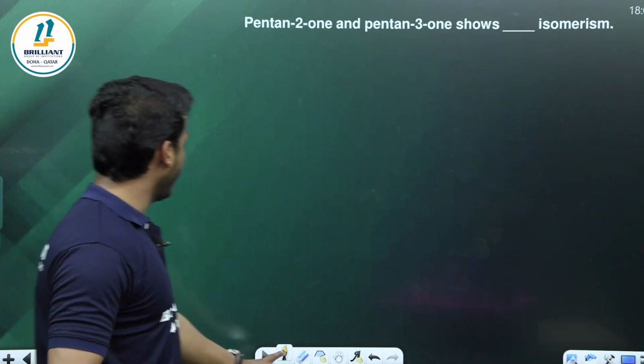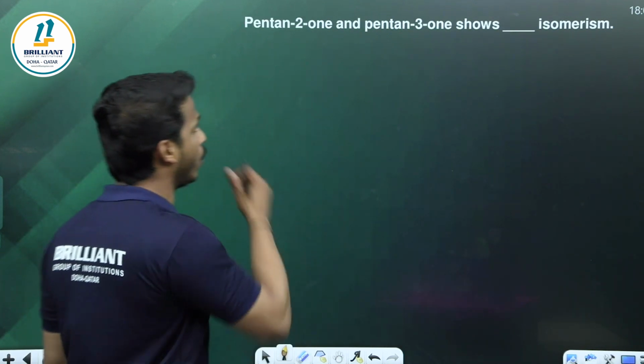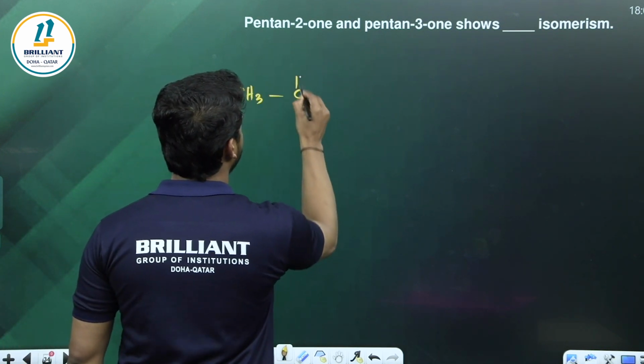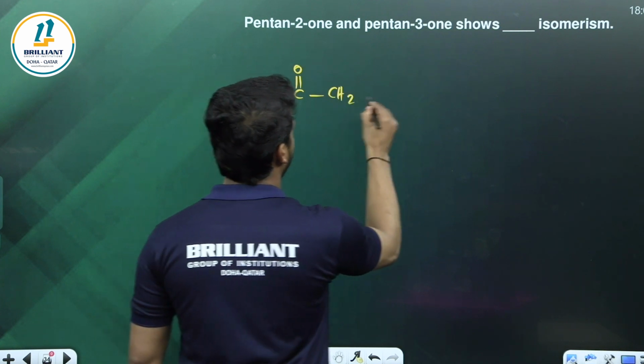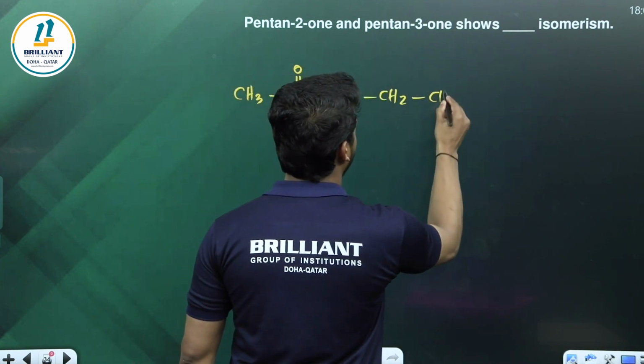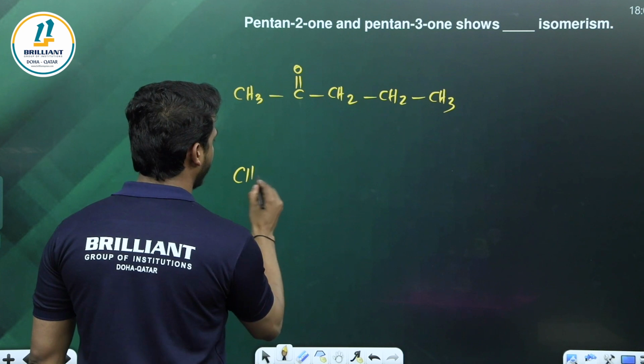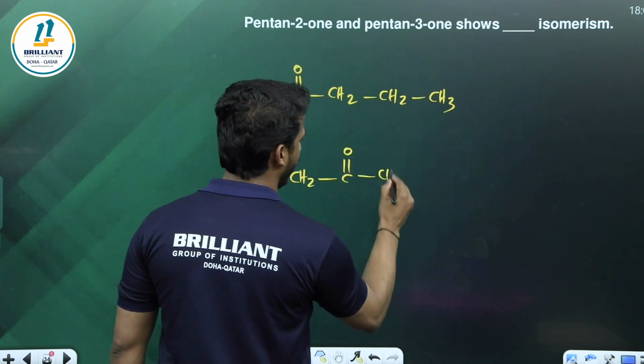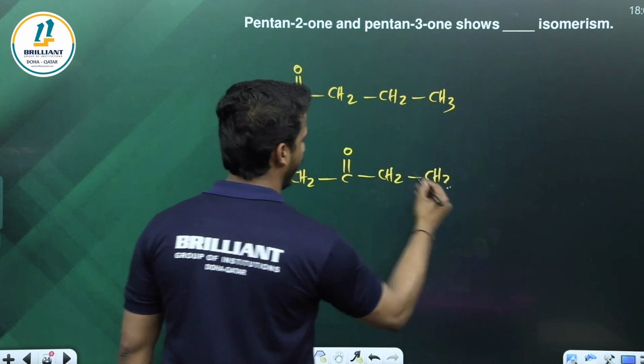Next one. Pentane-2-one and pentane-3-one show which isomerism? What is pentane-2-one? At the second position there is a ketone, right? This is called pentane-2-one. What is pentane-3-one? CH3 CH2, and at the third position there is a ketone. This is pentane-2-one and pentane-3-one.